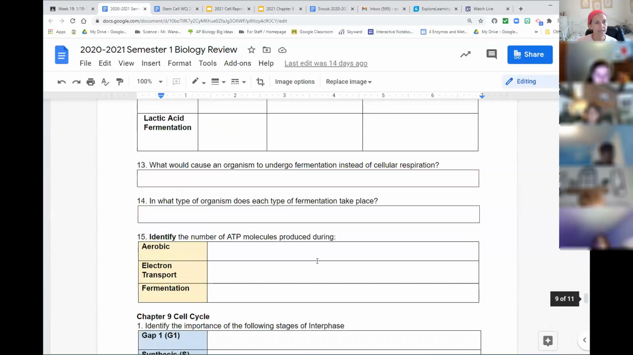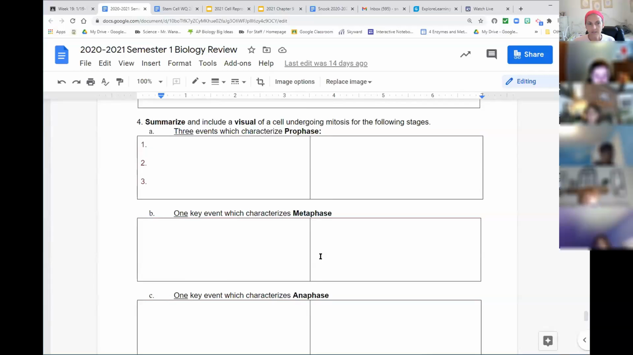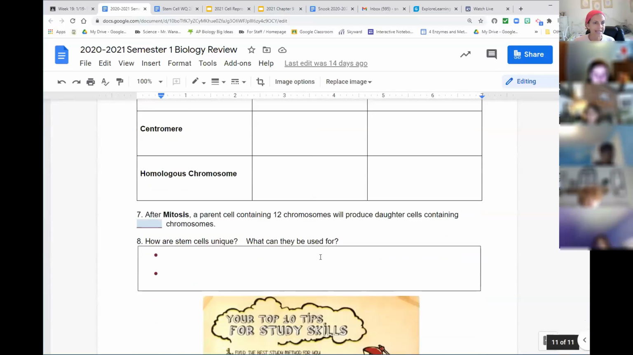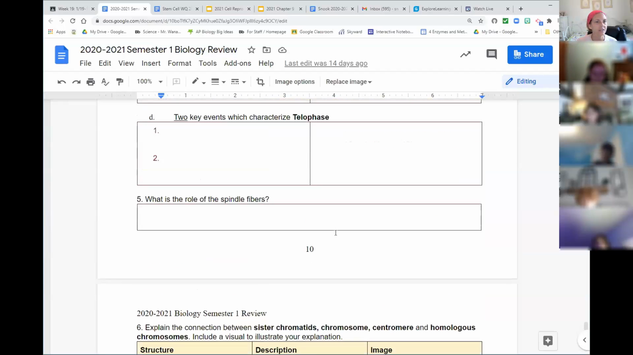So we start on page 9. Did you have any questions on chapter 9, pages 9, 10, and 11? If you don't know something on the review, rather than leave it blank, ask me right now so I can help you fill it in. So go over G1, synthesis, and G2.